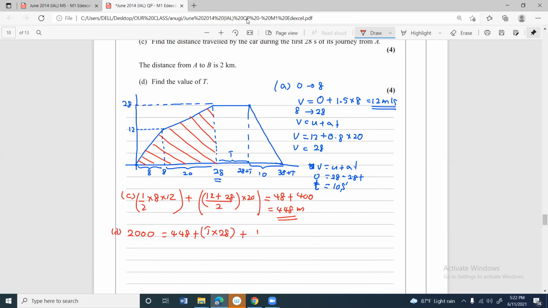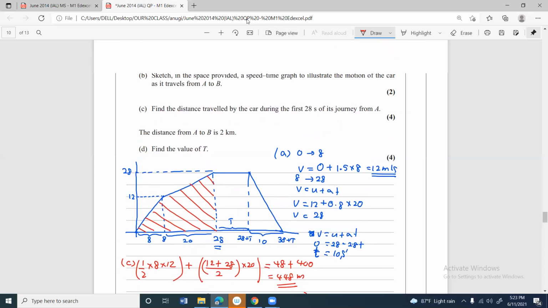This height is 28, half base. Base is 10 into perpendicular height 28. Then it turns out to be 2000 equals 448 plus 28t plus 140. With this you get the value for t. So t becomes 2000 minus 448 minus 140, divided by 28. So it turns out to 50.42 seconds. That's the answer for this. That's the way of doing this question.